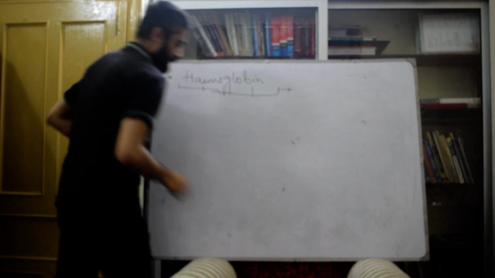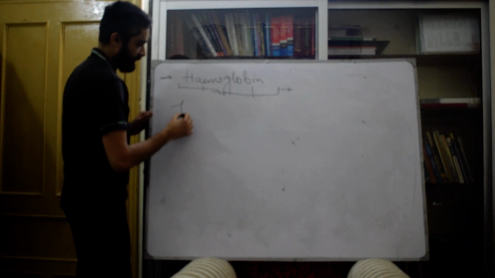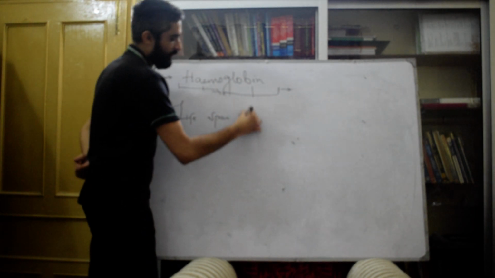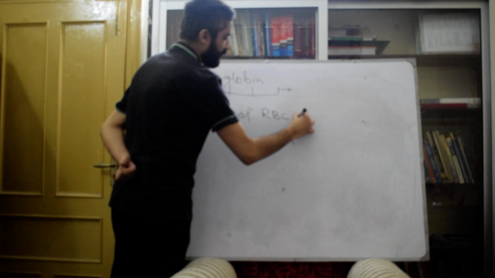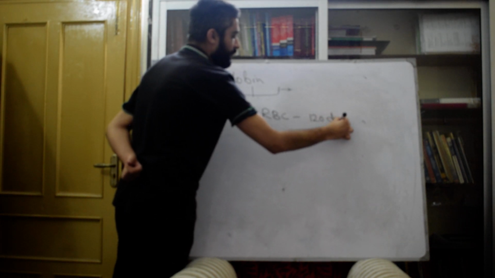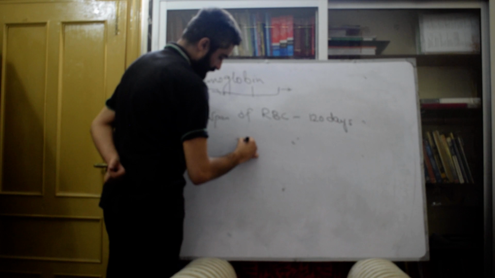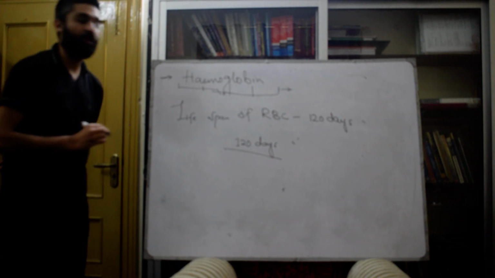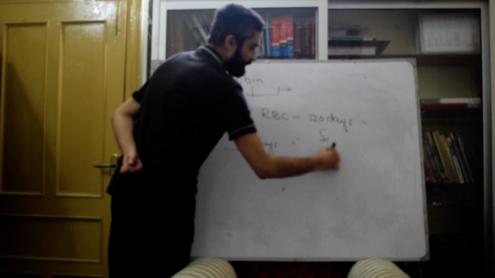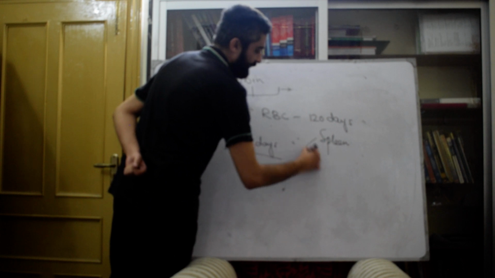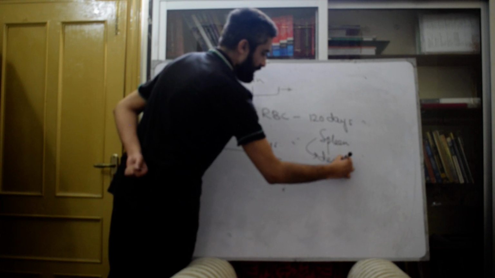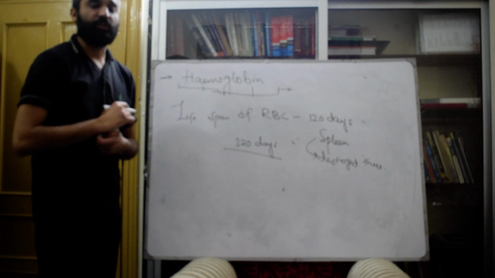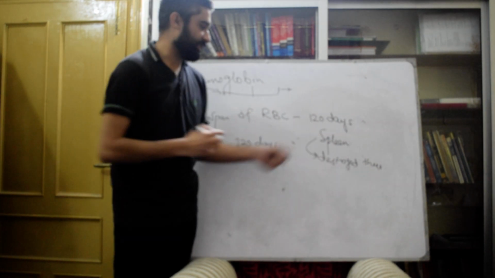The lifespan of an RBC molecule is 120 days. After 120 days, what happens to this molecule of RBC? It goes to the spleen and it gets destroyed there. So by now we know that the spleen is the graveyard of RBC.